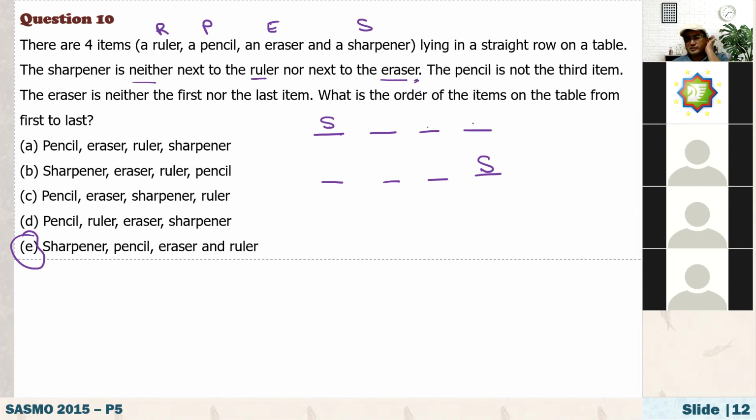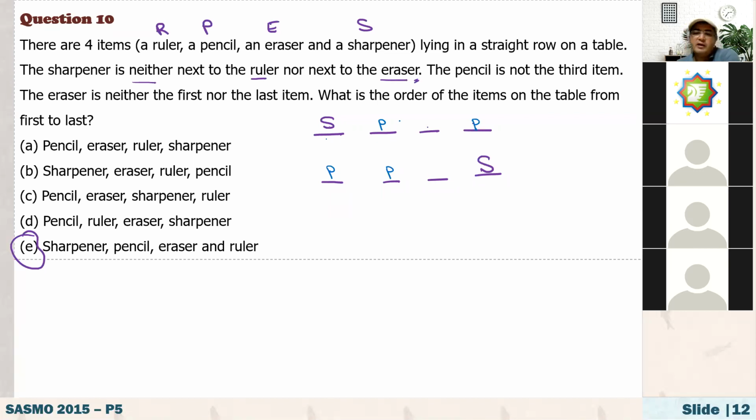Okay, Aydın, did you understand the first sentence? Hello, Aydın, are you there? Yes. Did you understand why I am saying we have 2 options, 2 possibilities? The sharpener is in the first or in the last. Anyway, let's continue. The pencil is not the third item. So that means that in the first case, the pencil should be here or here. And in the second case, the pencil is either here or here.